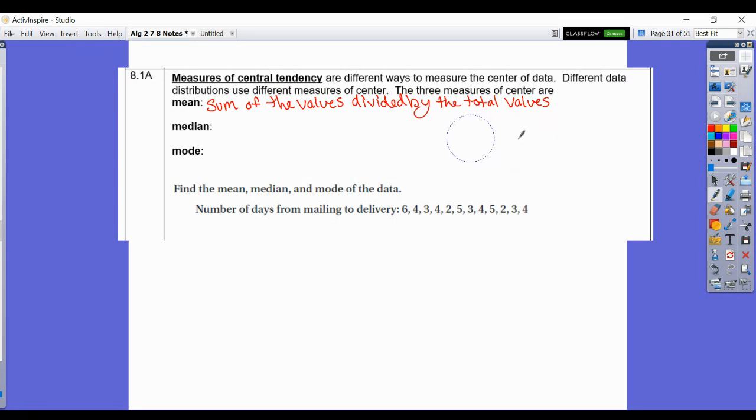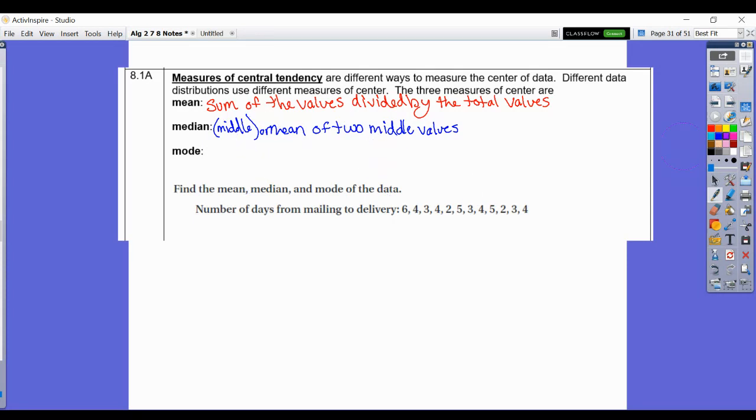The median, I remember that one by thinking middle. So in order to find the median, you're going to basically line them all up and find the middle one. If there's an even number, you have to take the 2 that are in the middle and average those. So the middle value, or the mean of the 2 middle values. If there are an even number, I'll show you in a minute, you have to divide them by 2, but you have to put them in order first.